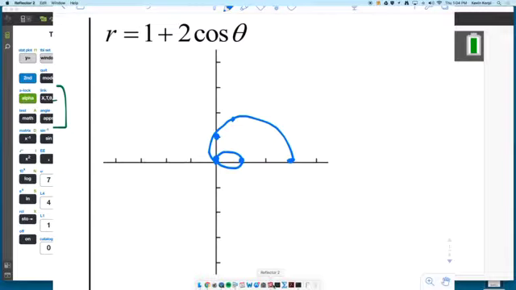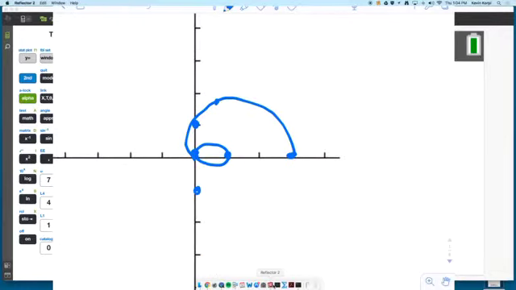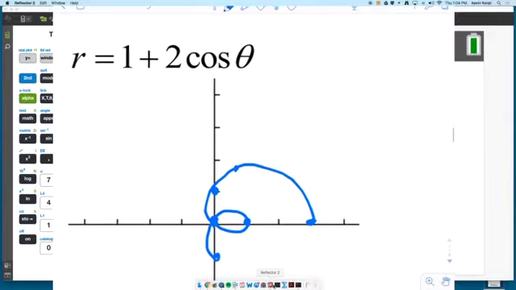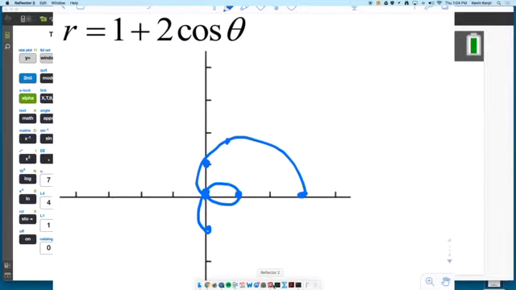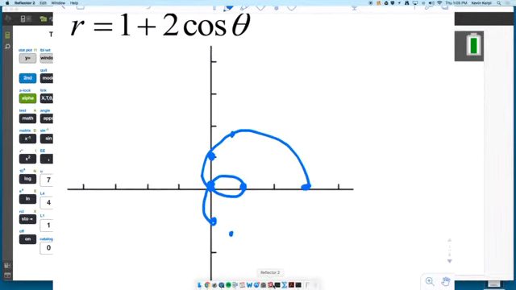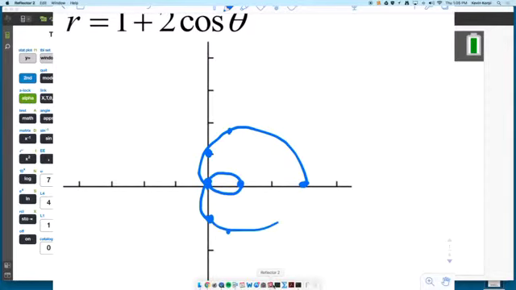If you work your way back out, pointing due south, what's cosine of 3 pi halves? 0. Plus 1 is 1. So we're going to come straight down here. So we're kind of coming back out of the inner loop. If you come over here to 5 pi thirds, that's positive 1 half. So that's going to be 1 plus 1, that's 2. That's going to be over here. And then you come around full circle to 2 pi, and you end up with 3 again.